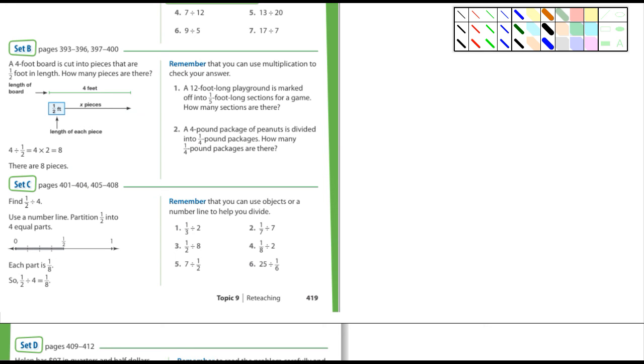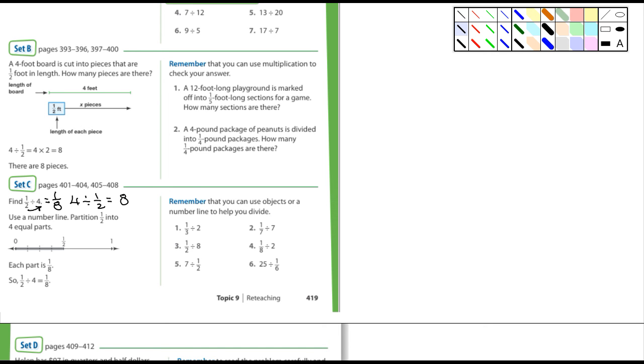And then finally, set C. Find 1/2 divided by 4. So remember, this is kind of what we ended the chapter with. We're dividing a unit fraction by a whole number. Okay, so normally if it was 4 divided by 1/2, you would know to multiply the 4 and the 2, and the answer would be 8. But in this case, it's 2, excuse me, times 4. But the answer is not 8. The answer is, you guys should remember, we've been doing this for a couple days, 1/8, all right?